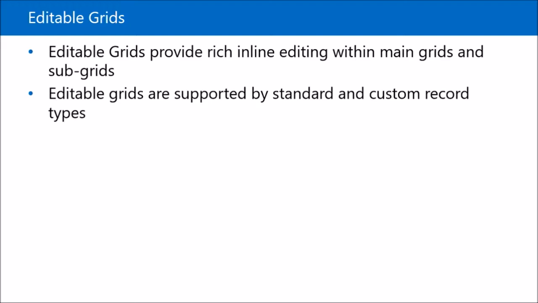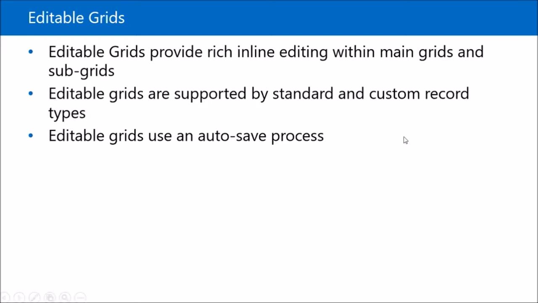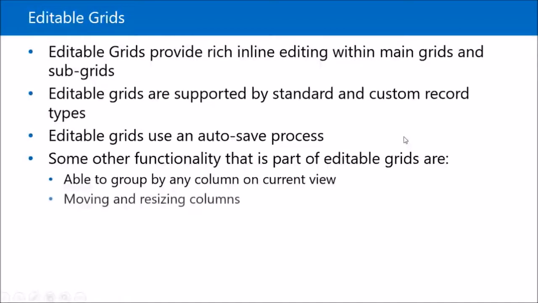Now, similar to record edits made in the record form, Editable grids use an auto-save process, which means the record being edited will automatically be saved at regular intervals. That said, it is still possible to click the Save icon to save the changes made. Some other functionality that is part of the Editable Grids are the ability to group by any column on the current view, as well as moving and resizing columns, the ability to do a lookup configuration, as well as enabling or disabling of cells based on security role.